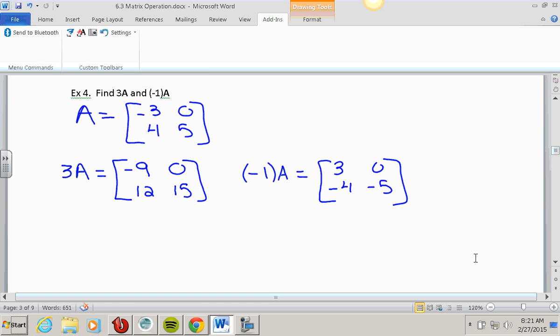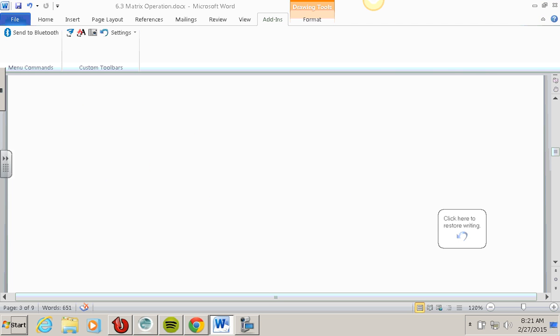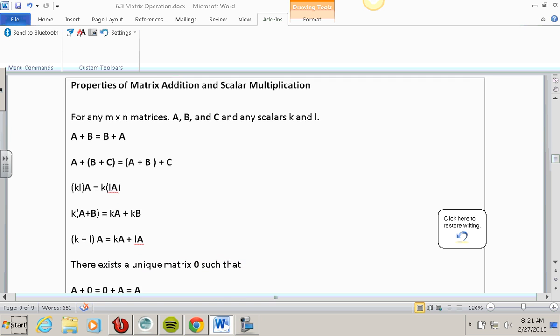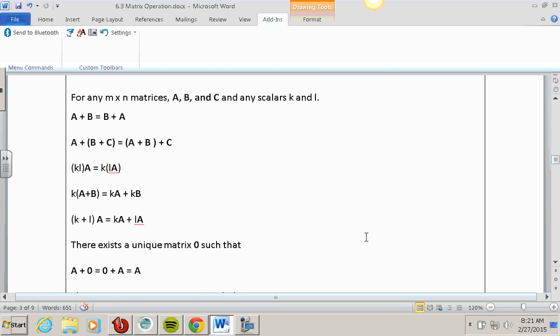We do have a bunch of properties of matrix addition and scalar multiplication, and that's what we're going to talk about today. For any m times n matrices A, B, and C, and scalars k and l, A plus B equals B plus A, and we know that that's the commutative property of addition.